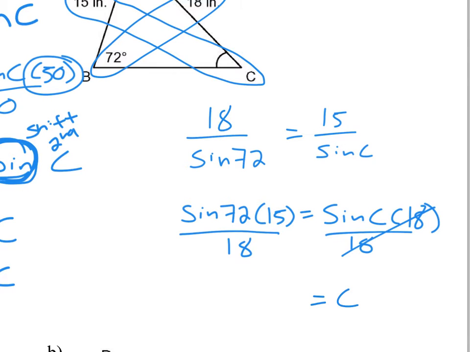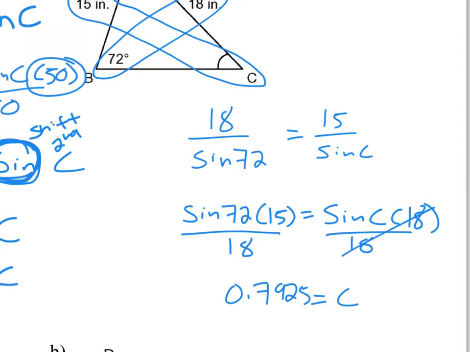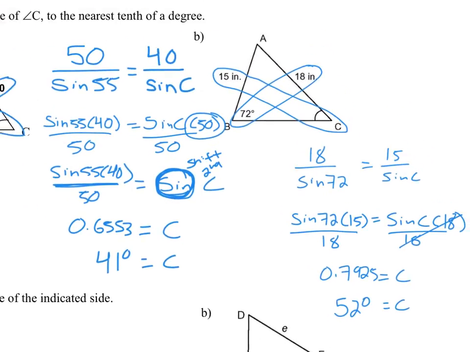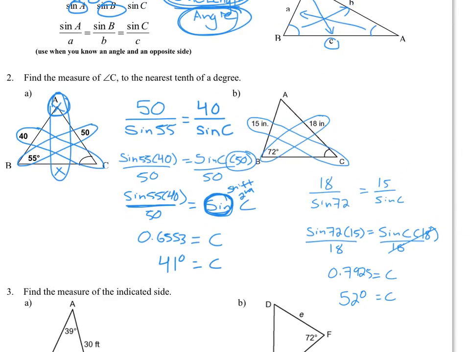Then we can type that into our calculator. Sine 72 equals times 15 equals divided by 18 equals, and we get this decimal number, and then we're going to second function sine that decimal number to get an angle of 52 degrees. So this is how we're going to be able to solve for angles using sine law.